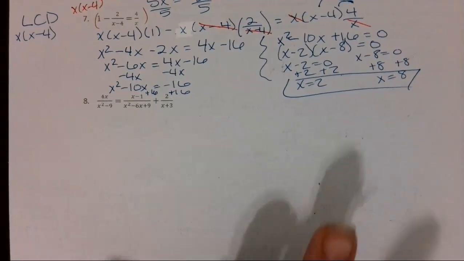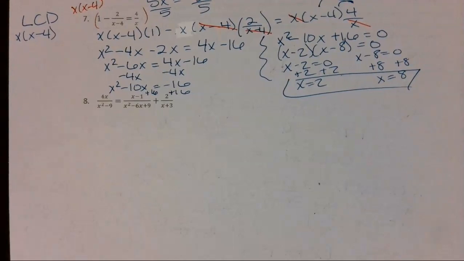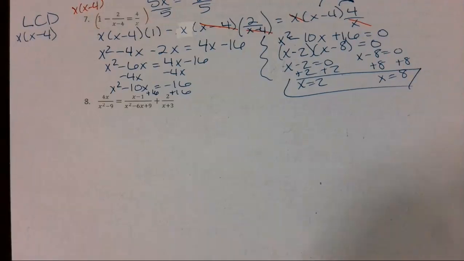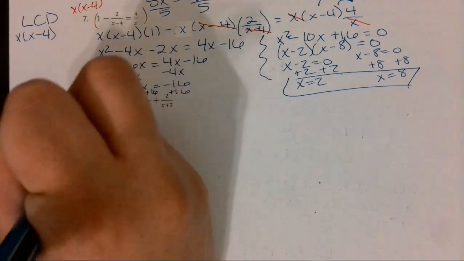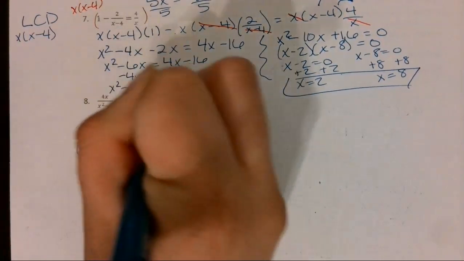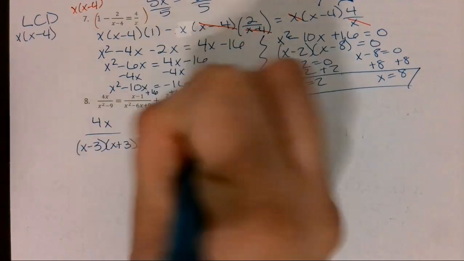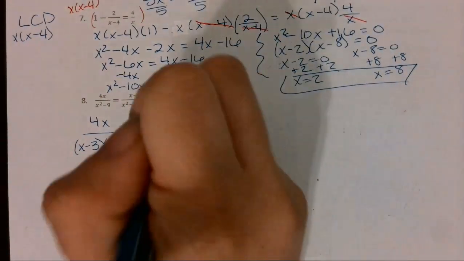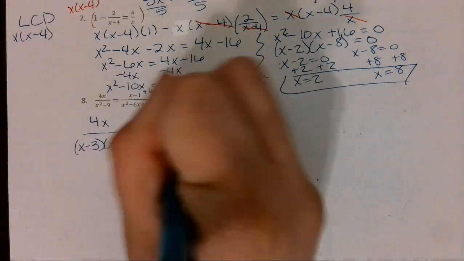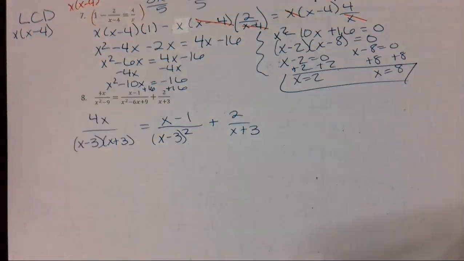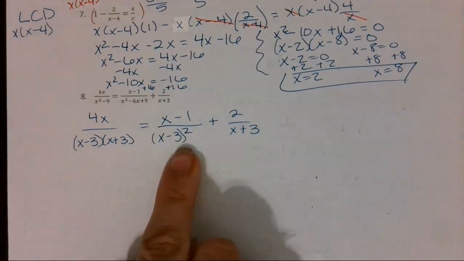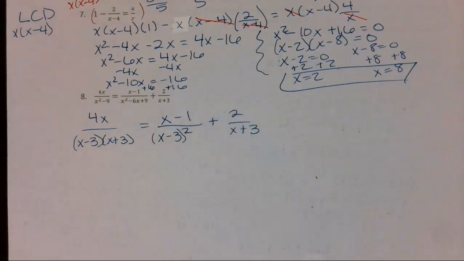I want number 8. I want to find what they have in common. This one I am actually going to factor before I solve. So I have 4x over (x minus 3)(x plus 3) equals (x minus 1) over (x minus 3) squared plus 2 over x plus 3. So each piece needs to have at least 2 x minus 3 squareds.